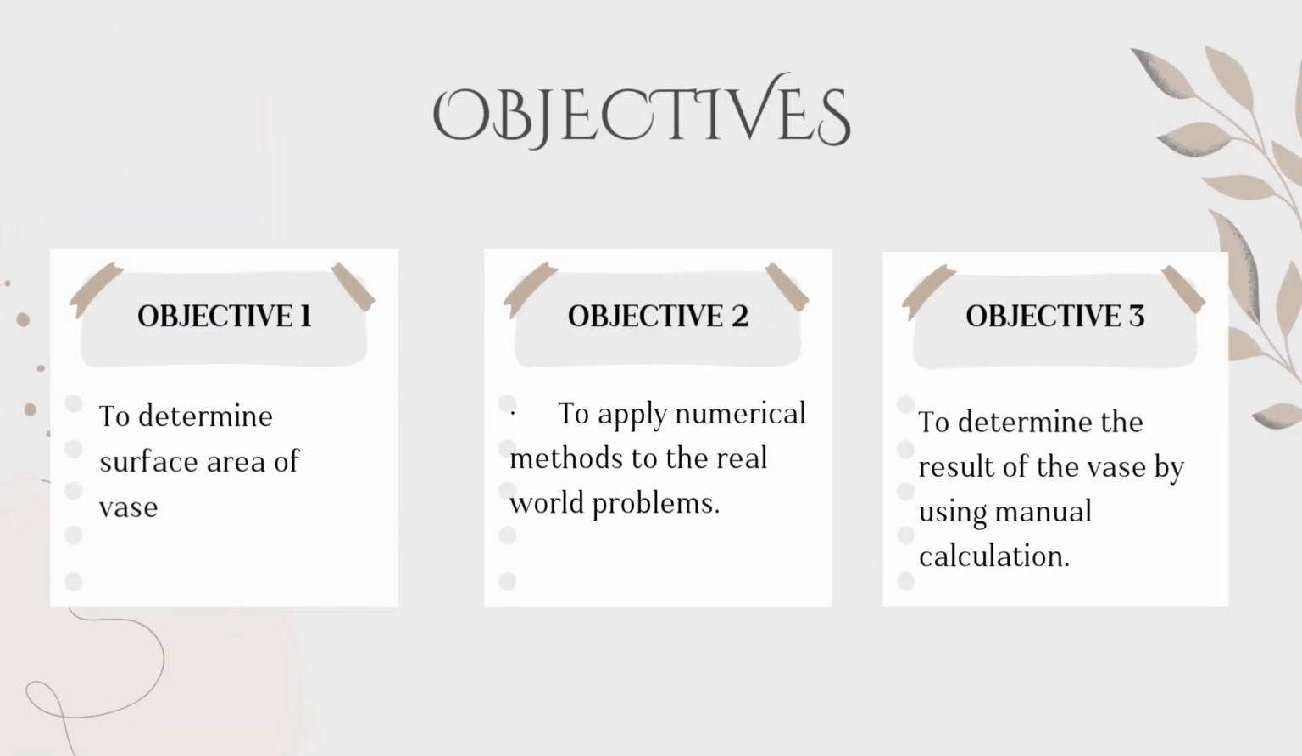Next, there are three objectives of the study. Objective number 1 is to determine the surface area of the vase. Number 2 is to apply numerical methods to real-world problems. And number 3 is to determine the result of the vase by using manual calculation.